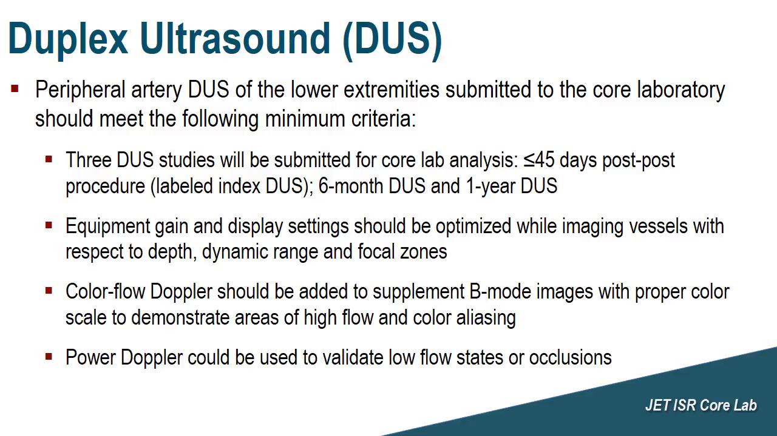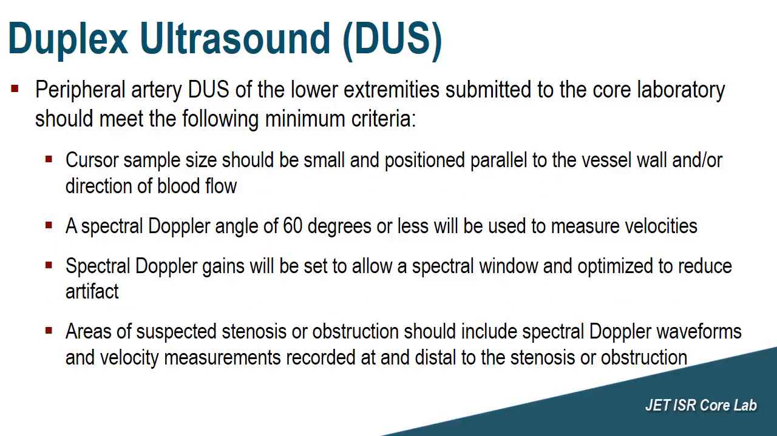Equipment gain and display settings should be optimal with respect to depth and dynamic range of the images, and color flow Doppler should be added to supplement B mode images as necessary, and power Doppler could be used to validate low flow states or in the presence of occlusions. The cursor sample size is a very important issue, as you all recognize, and it should be small and positioned parallel to the vessel and/or in the direction of the flow.